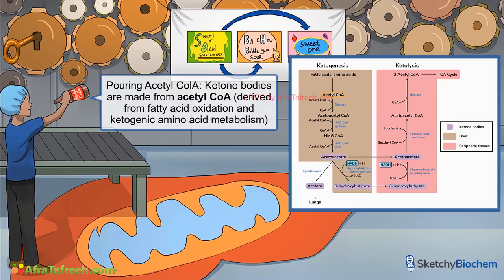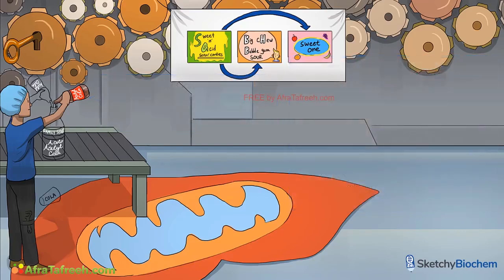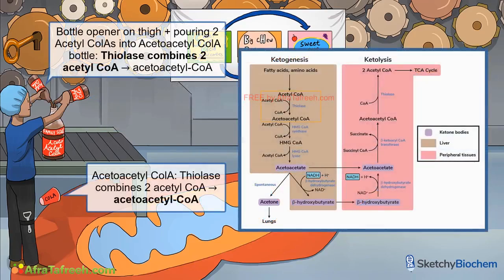Besides fatty acids, ketogenic amino acids also produce acetyl-CoA and can be used to make ketone bodies. And that's why they're called ketogenic. In the first step, thiolase combines two acetyl-CoA molecules to form acetoacetyl-CoA. We illustrated a worker pouring 2 acetyl colas into a family-size acetoacetyl cola.